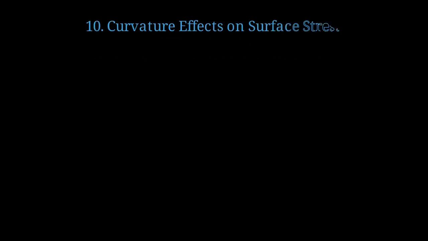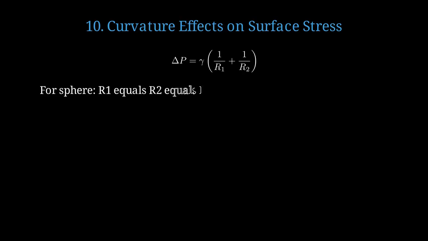Shell curvature itself modifies surface stress through the Laplace pressure effect. The Laplace pressure equation shows that pressure difference equals surface tension times the sum of inverse principal radii. For a sphere, both principal radii are equal to the sphere radius r. This simplifies to delta P equals 2 gamma over r for a spherical shell.